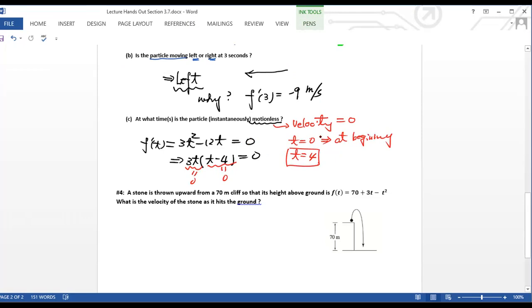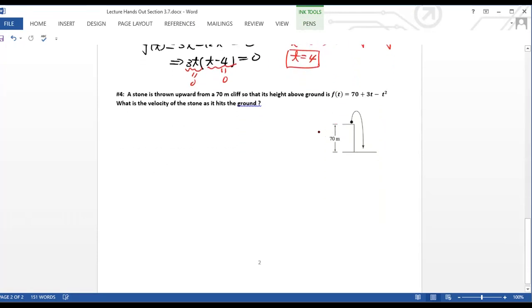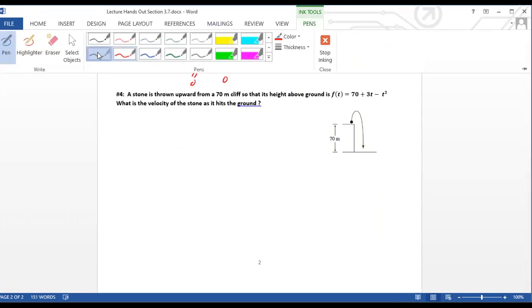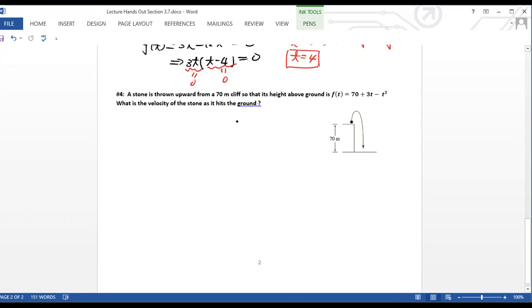All right, now let's take a look at this one. This is very, very common, and people talk about this type of thing in calculus. They say a stone is thrown upward, so I'm throwing this stone upward off a cliff. The cliff is 70 meters, and the height above the ground, this is my position function, is 70 plus 3t minus t squared. This is how tall the particle is, the distance of the particle here.